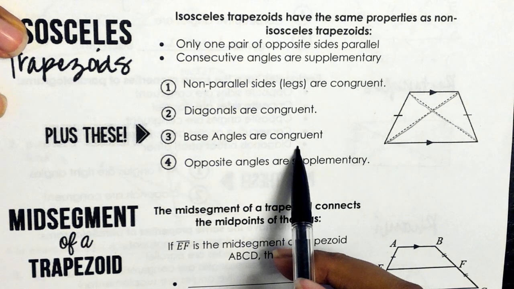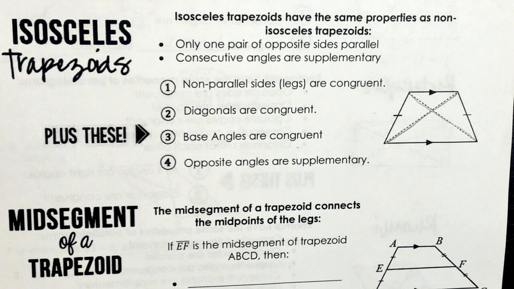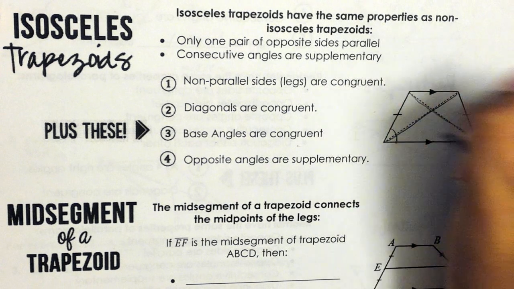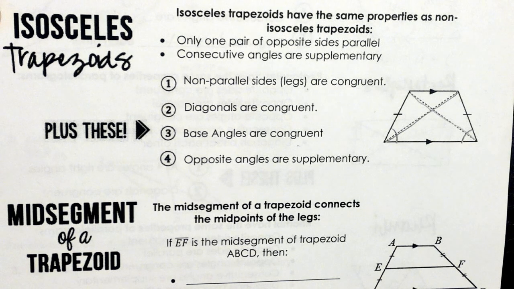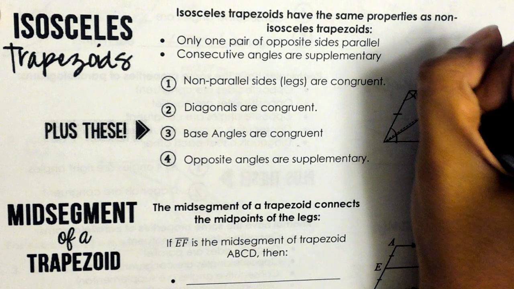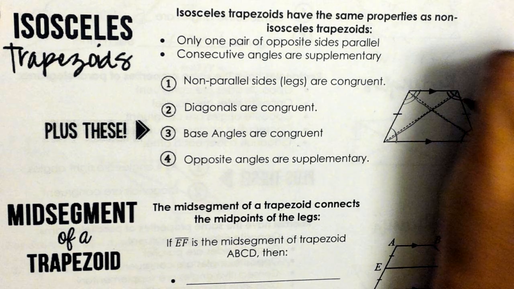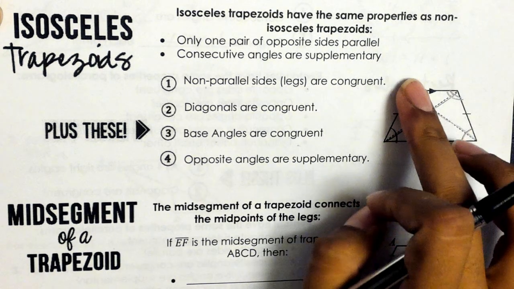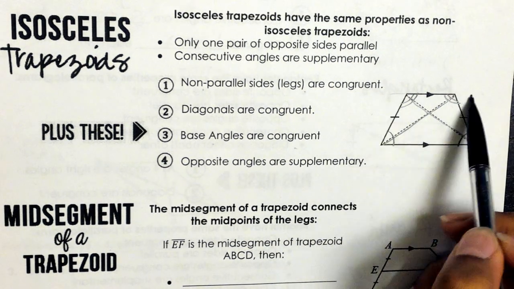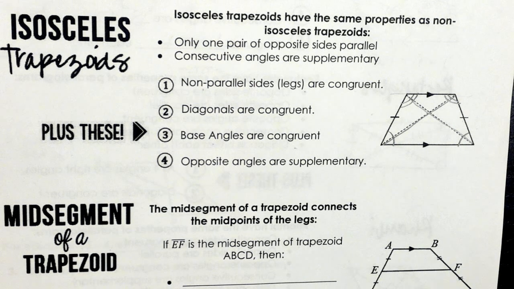Base angles are congruent. So now in elementary or middle school, they're so used to getting you guys stuck to the fact that base means bottom. That is not always the case. So base can be these two. Yes, the bottom are congruent. But these are also considered base angles. Because imagine if you took this trapezoid and flipped it upside down, that would be the base. So base angles are congruent.